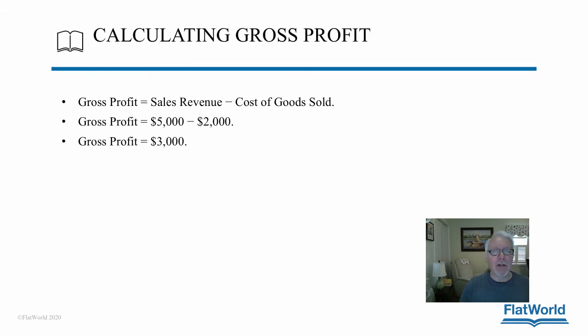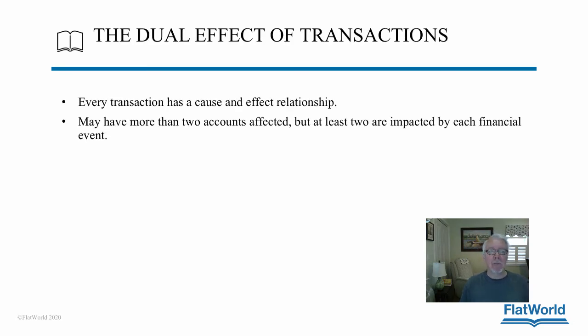All right. As of right now, this company, in their temporary accounts that measure income activity, have gross profit, defined as sales revenues minus cost of goods sold, of $3,000. The $5,000 sale and the $2,000 cost of goods sold, the expense that followed it. Okay. So far, everything is stated properly. Life is good.